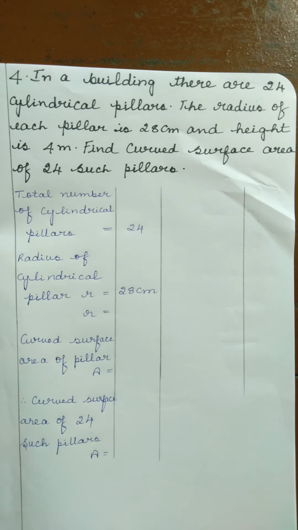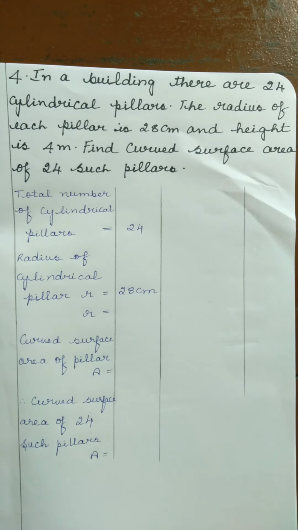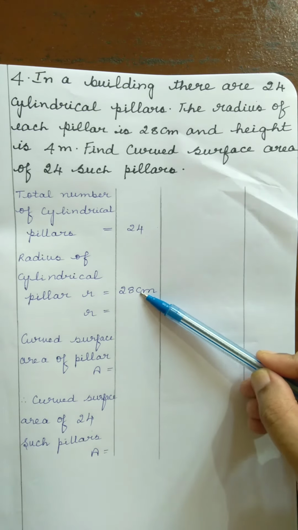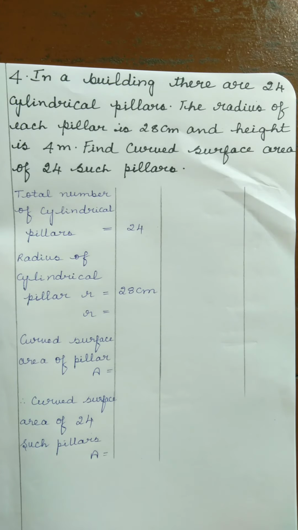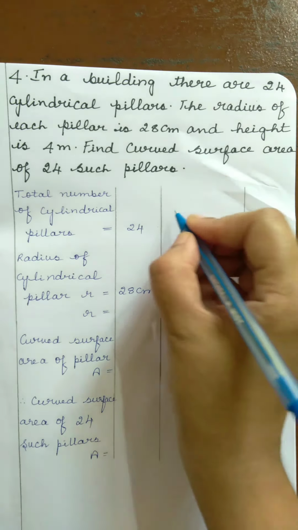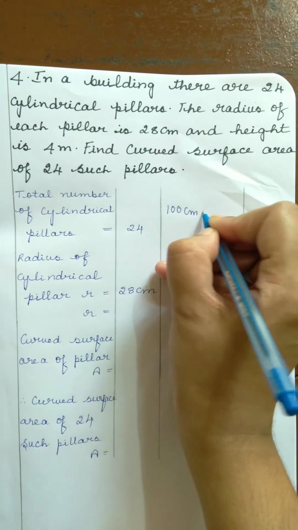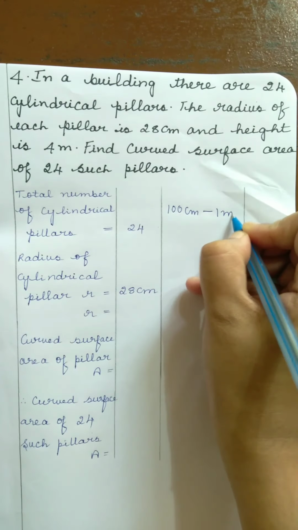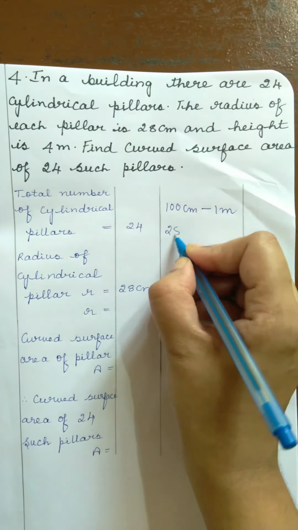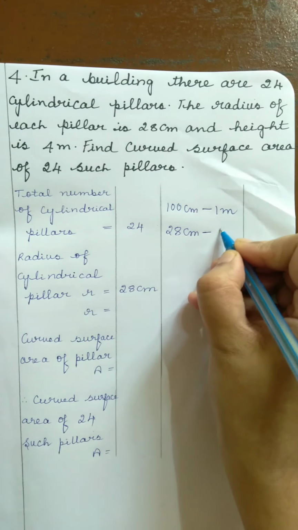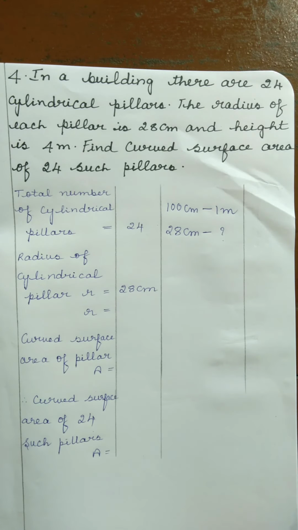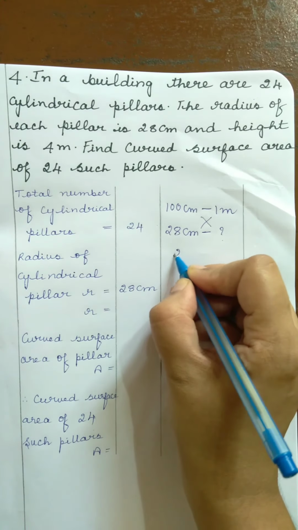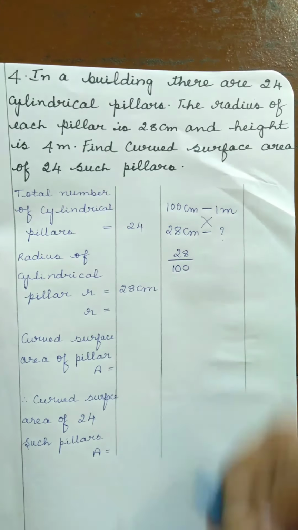Let us write. First, the total number of cylindrical pillars given is 24. Then, radius of cylindrical pillar, the value is given equal to 28 centimeter. This centimeter, now we have to convert it into meters. We know that 100 centimeter is equal to 1 meter, and therefore 28 centimeter, it is how many meters? So when you cross multiply, you get 28 divided by 100.